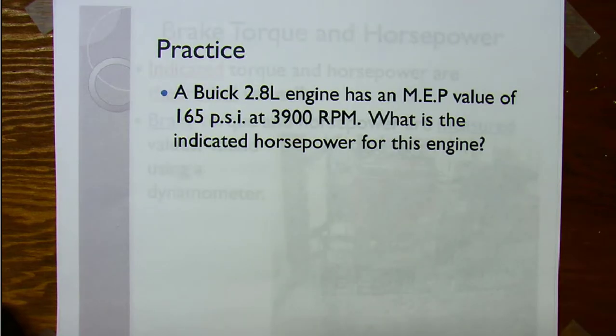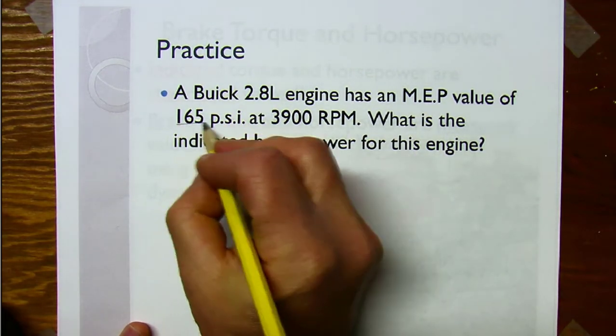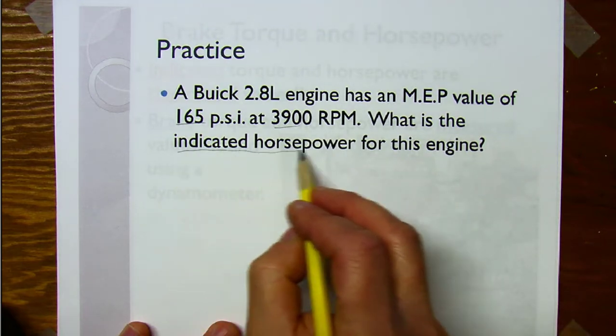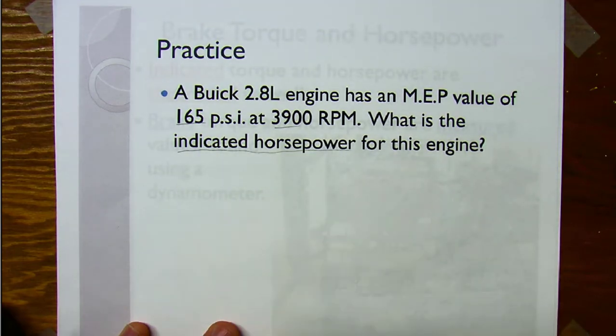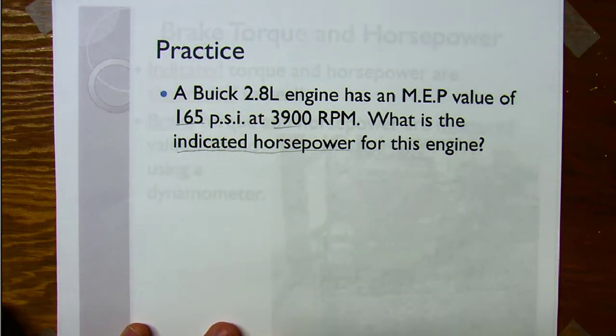Okay, I want you to do a practice problem. Pause the video and work this one out. A Buick 2.8 liter engine has an MEP value of 165 at 3,900 RPM. I want you to tell me what is the indicated horsepower. That's pretty straightforward, but notice that our displacement is in liters. You're going to need to convert that into cubic inches before you can use the formula that we just used. Go ahead and do that. Unpause the video to see if you get this one right.